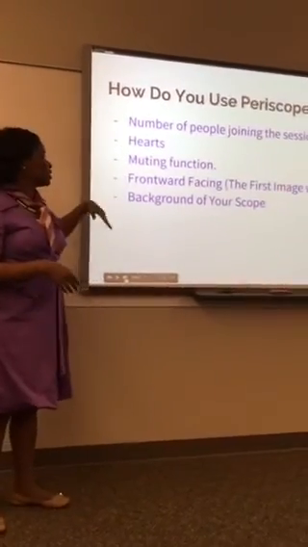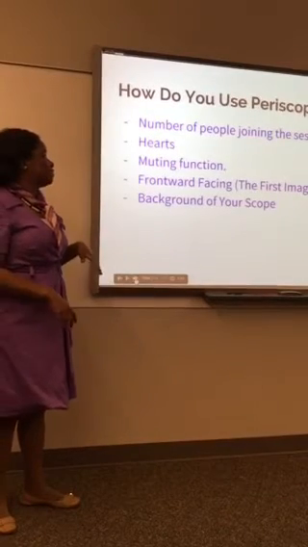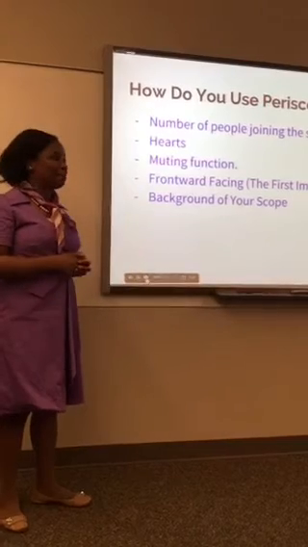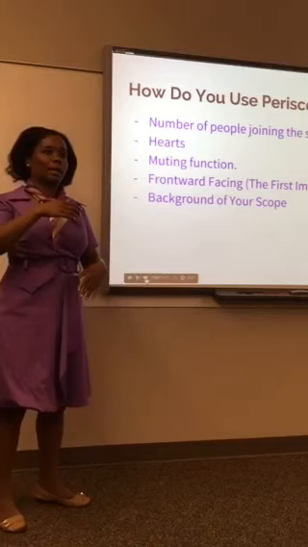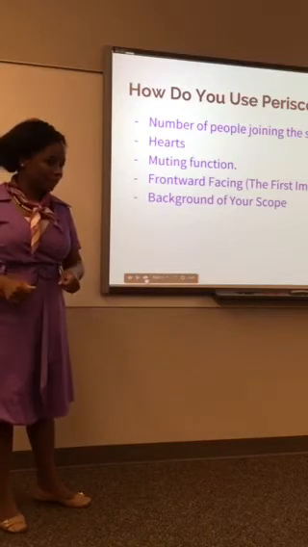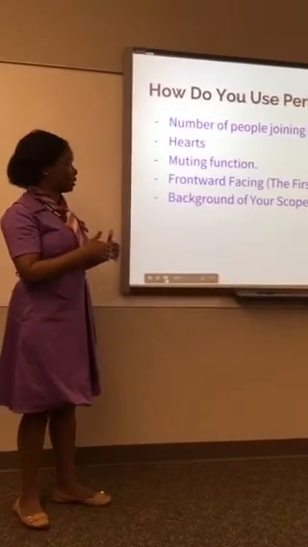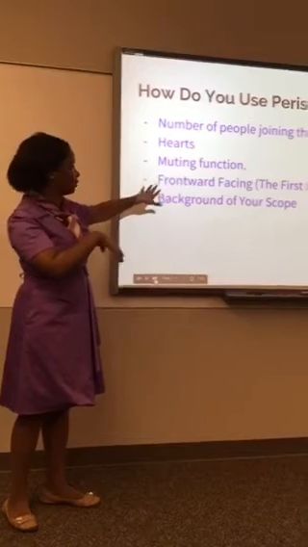There's a muting function because there are trolls on Periscope. I haven't experienced a troll, but I've seen the trolls in action. That basically means they will say something completely off topic, or ask you to do something completely off topic. And so you can mute those people, and those people will not be able to interact in your scope.